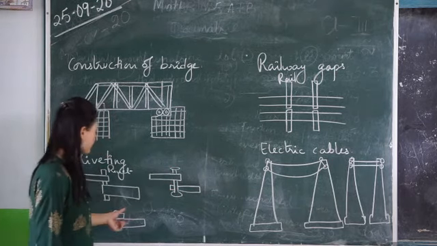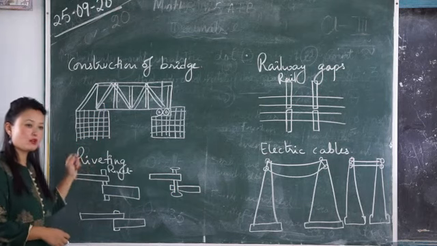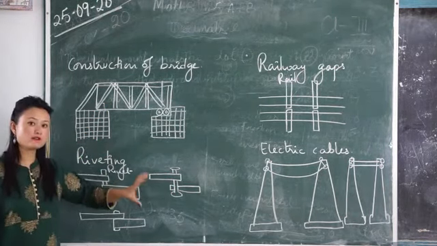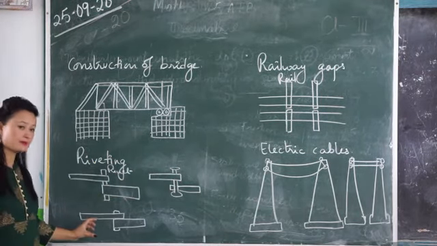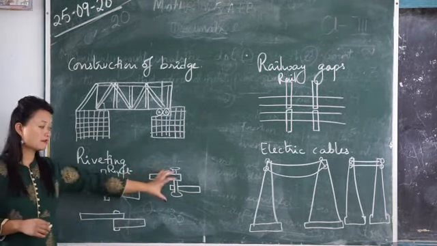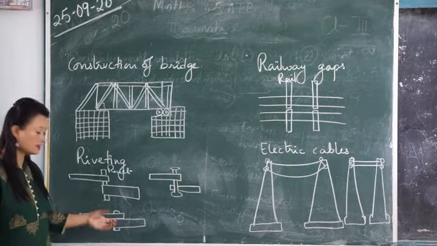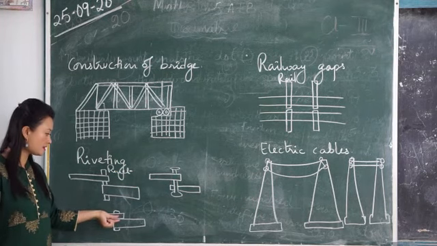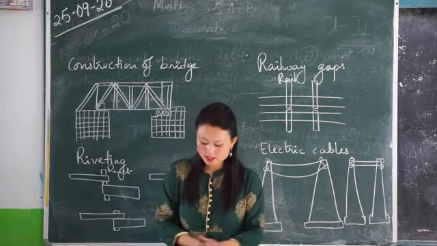This is when you continuously beat them. When you continuously beat them, they get heated. When they become very, very hot, this is what they look like. And they are left to cool after some time. After making them very hot, they are left to cool. And when they cool, the rivet contracts and the metals join together. This is what riveting is.